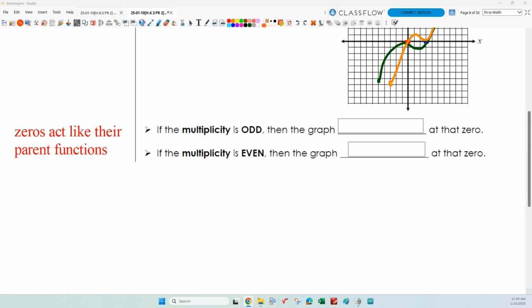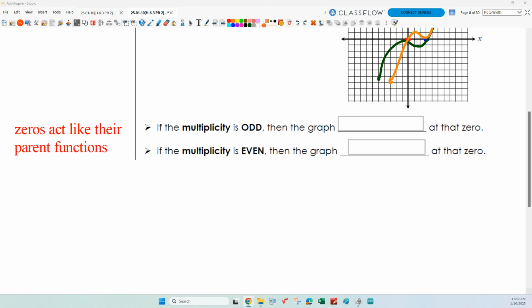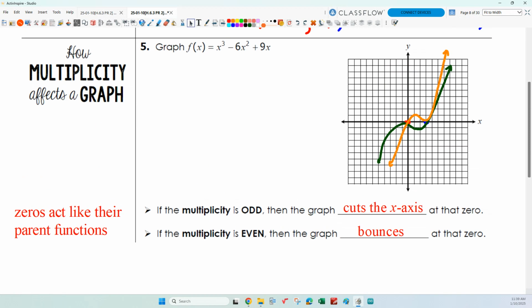Here's the rule. If the multiplicity of a zero and a factor is odd, then it's always going to cut through the x-axis. That's what the x-intercept does. If the multiplicity of a factor and a zero is even, it's always going to bounce off of the x-axis. So which one is it then? Orange or green? Orange, because it's got to bounce on the multiplicity 2 and cut on the multiplicity 1. Agreed? Okay.